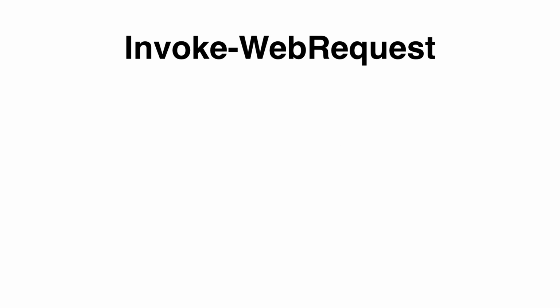To get a JSON object from a web page on the internet, we can use the Invoke-WebRequest commandlet. We need to specify the URL of the JSON content in the URI parameter that we would like to retrieve.